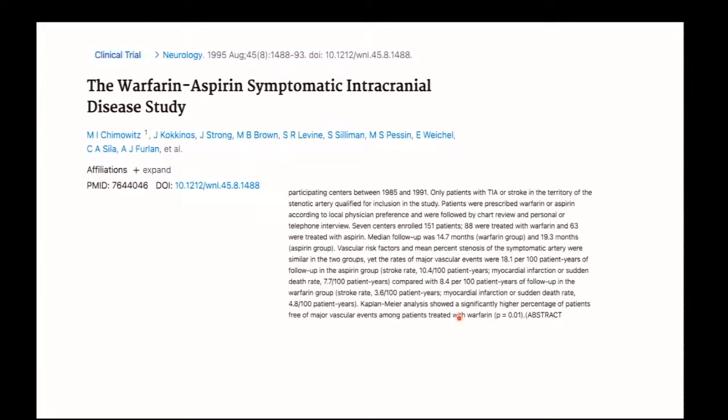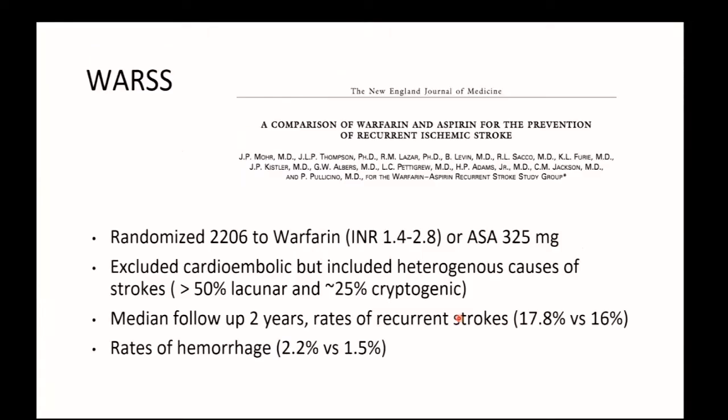So in the late 1980s, early 1990s, a lot of people used warfarin at that time, but then we had conflicting reports about warfarin and aspirin, and there was a division in the stroke community by that time, and that led to the WASID trial.